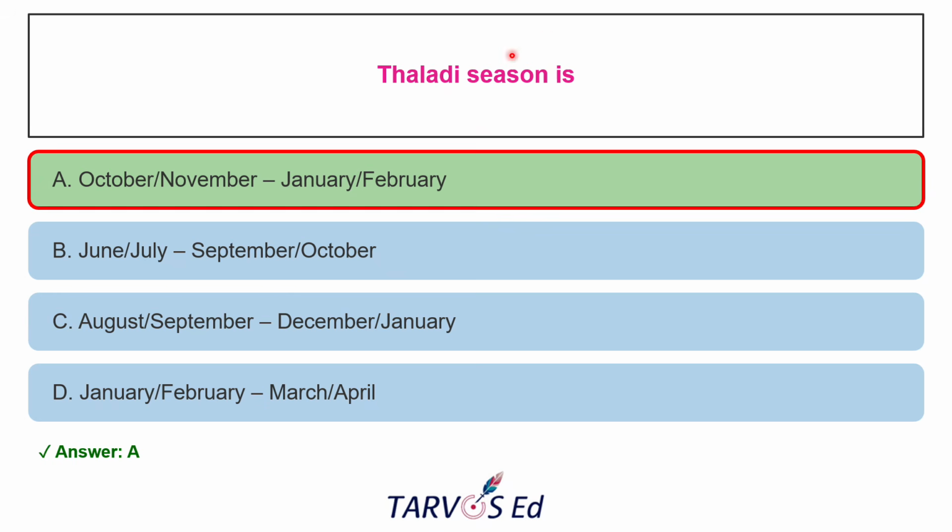And the next question is: Thaladi season is in Tamil Nadu. Generally, we have three different traditional paddy cultivation seasons. You should know about this. One is Kuruvai, Samba, and Thaladi. These three are different traditional paddy cultivation seasons. Together they maximize the utilization of monsoon rains and the Cauvery River water across the Cauvery Delta regions.